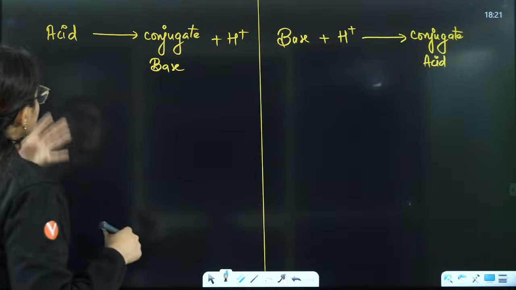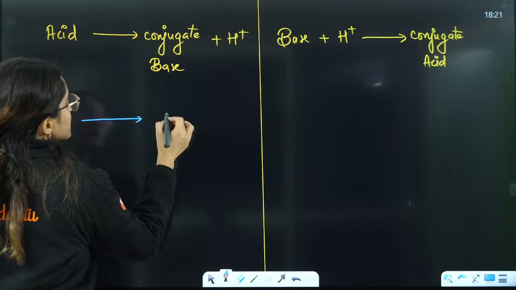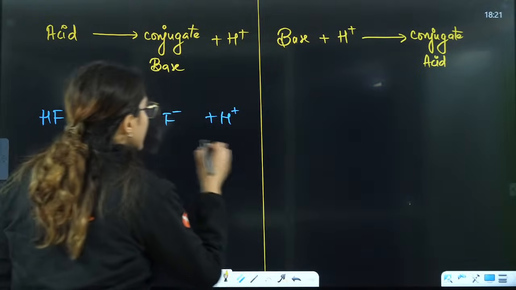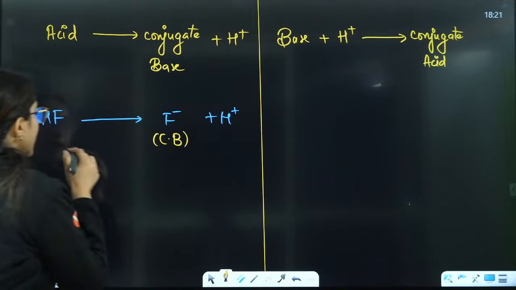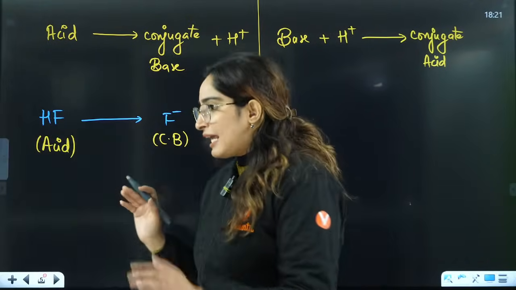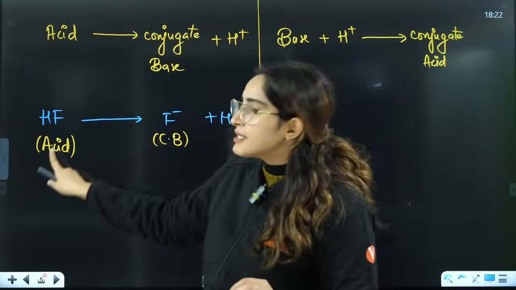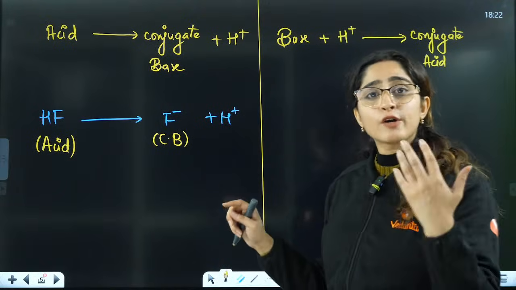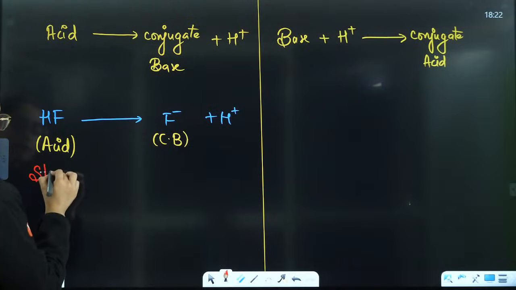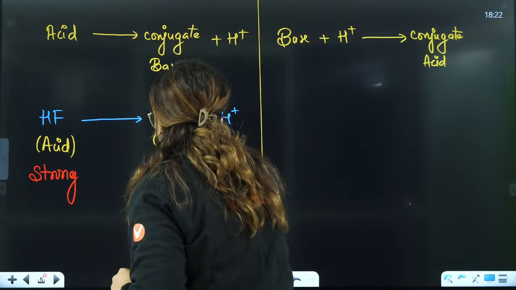Now, for example, you have HF, right? It loses H positive and it is converted to F negative. Now, this F negative is a conjugate base and this is an acid. Now, always remember that if your acid is strong, then the conjugate base will be weak. If the acid is weak, then the conjugate base is going to be strong. They are always opposite to each other. For example, if this acid is strong, then here this is going to be a weak conjugate base.